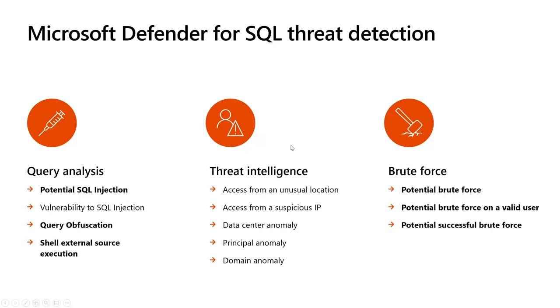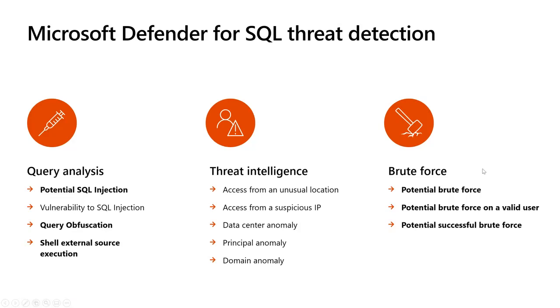We also have the threat intelligence alerts, which enable you to get alerts on access from unusual locations, suspicious IPs, and unusual access from a principal, data center, or domain. This is all powered by Microsoft Threat Intelligence streams. And last, we have the Brute Force family that contains the potential brute force. We have different flavors of that, and successful brute force as well.